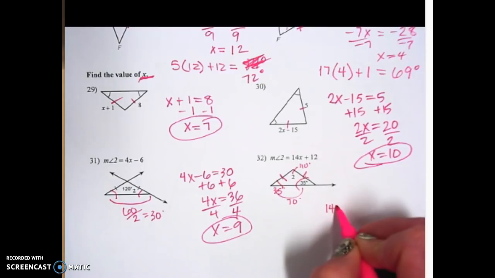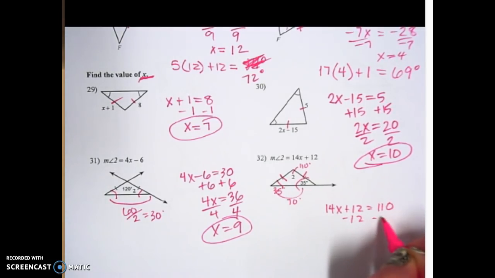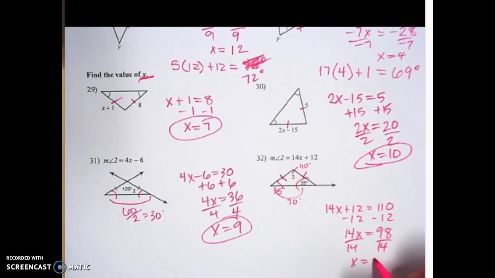So 14x plus 12 equals 110. Subtract 12 from both sides, we get 14x equals 98. Divide both sides by 14, so x is equal to 7.